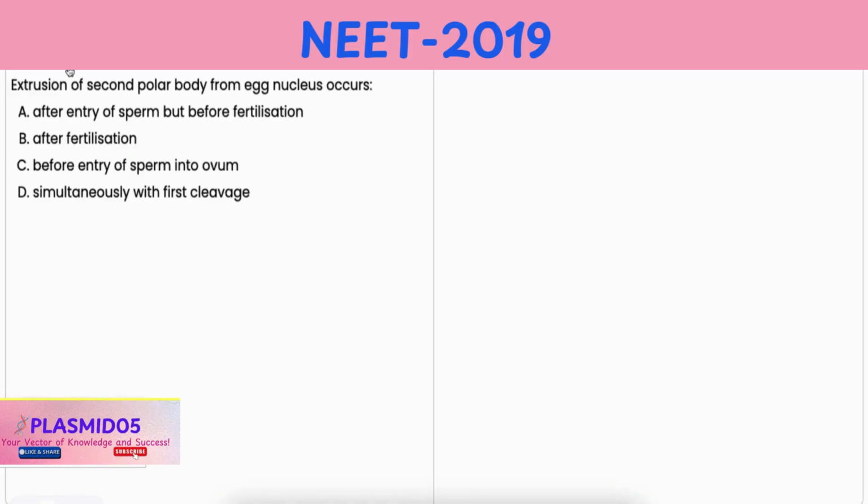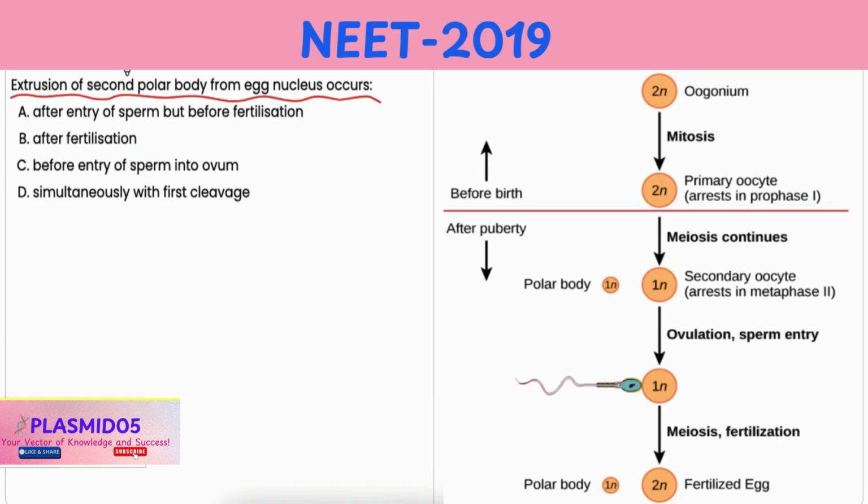In this question, you have to point out when the extrusion of the second polar body from the egg nucleus occurs. Option A, after entry of sperm but before fertilization. Now, the second polar body is extruded after the sperm enters the egg but before the completion of fertilization.